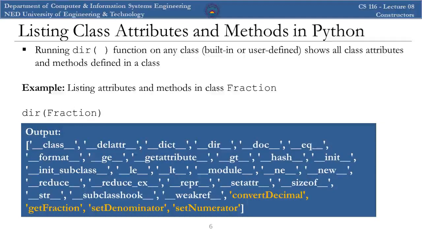Sorry, there are only 4 methods. I mistakenly just said 5 methods. So 4 methods: convert decimal, get fraction, set denominator, and set numerator.